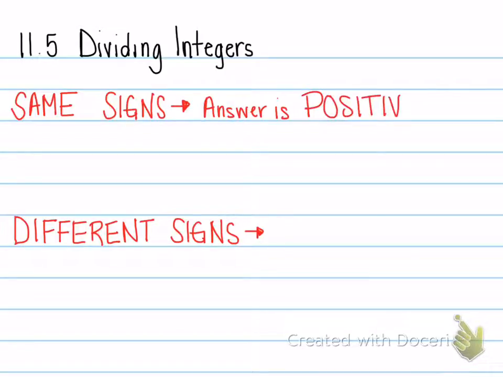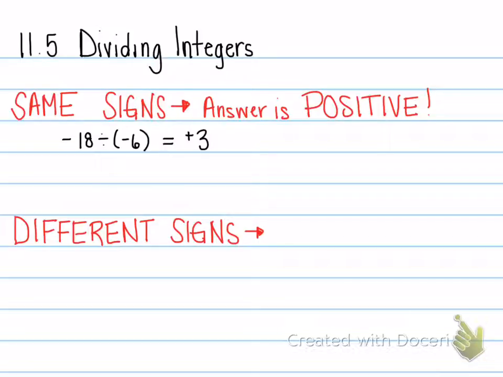It could look two different ways. So you might see a problem that looks like this. Same sign, remember. Negative 18 divided by negative 6. You just divide like normal. 18 divided by 6 is 3. Since the signs are the same, it's positive.